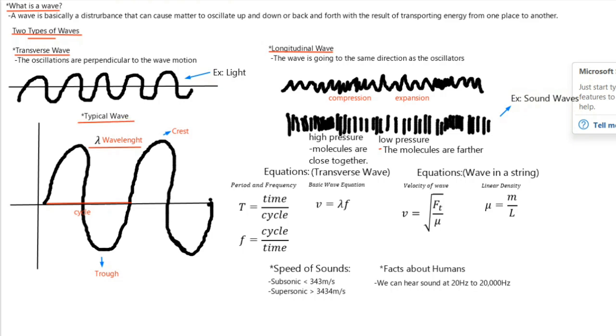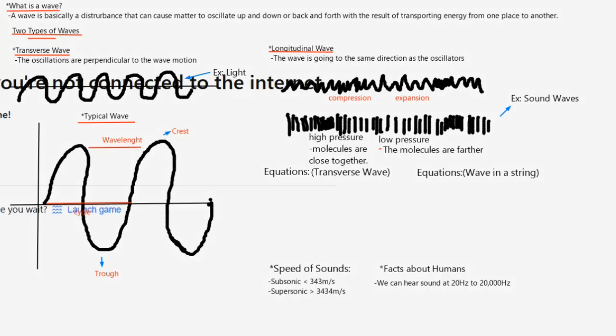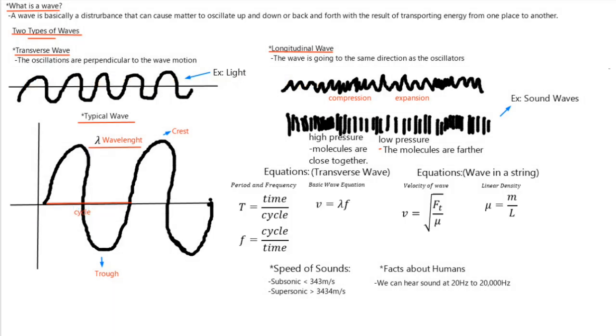So basically it is caused by a medium disturbance. In a typical wave, we have this thing. This is the basic illustration of it. Crest is on the top, and the trough is at the bottom, the lowest point.